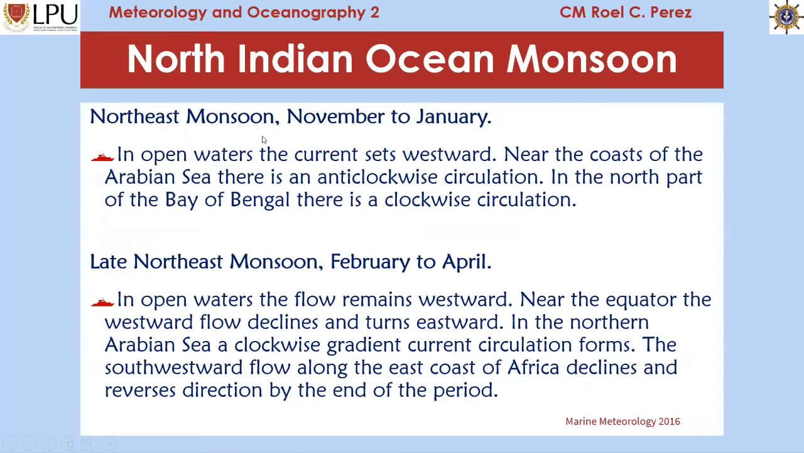Okay, the northeast monsoon is from November to January. In open waters, the current sets westward near the coast of the Arabian Sea. There is an anti-clockwise circulation. And in the north part of the Bay of Bengal, there is a clockwise circulation.